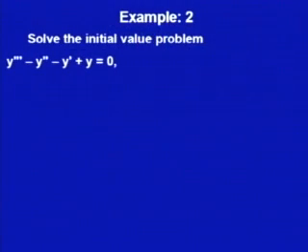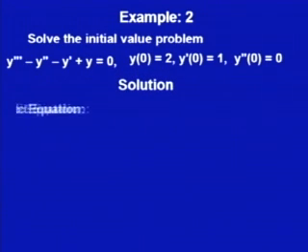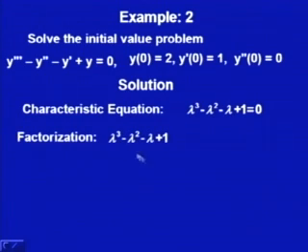Come to the second example. Solve the initial value problem y triple dash minus y double dash minus y dash plus y is equal to 0 with initial conditions y at 0 is 2, y dash at 0 is 1 and y double dash at 0 is 0. The equation is a homogeneous linear differential equation of order 3 with 3 initial conditions. For solving it we first get the characteristic equation as usual: lambda cube minus lambda square minus lambda plus 1 is equal to 0. We see with the factorization that it is nothing but lambda square.